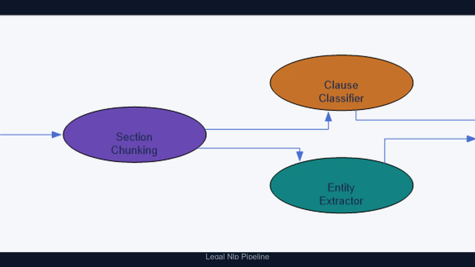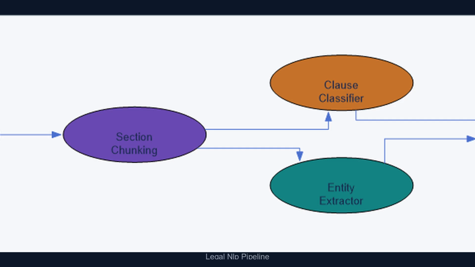This diagram shows the full document processing pipeline, and it's worth understanding each stage before writing a single line of code. Raw legal documents, PDFs or docx files, enter the pipeline and immediately go through OCR or text extraction. That step converts scanned or formatted documents into plain text the model can actually process.